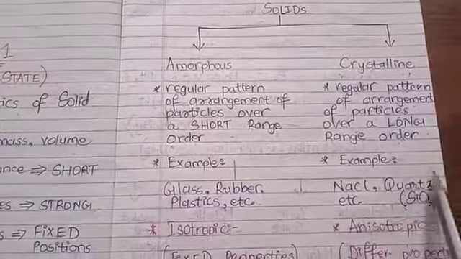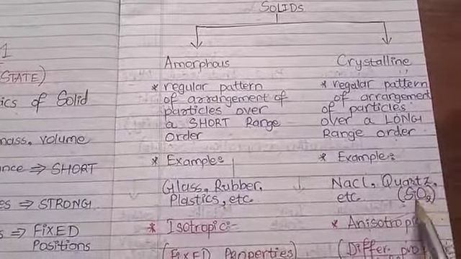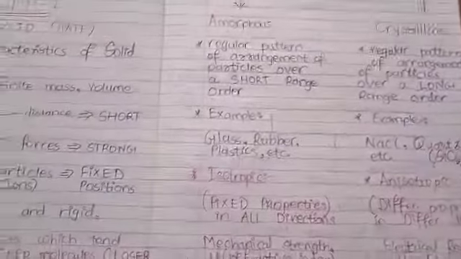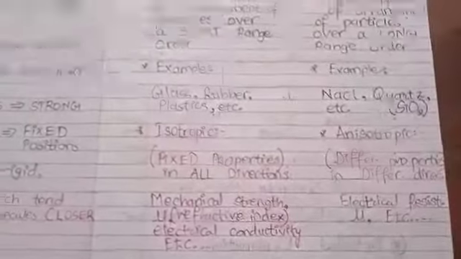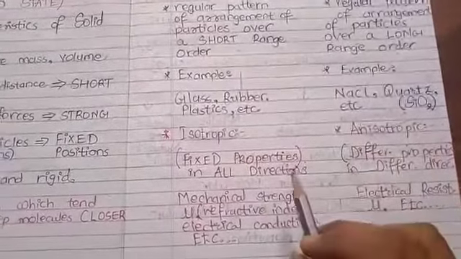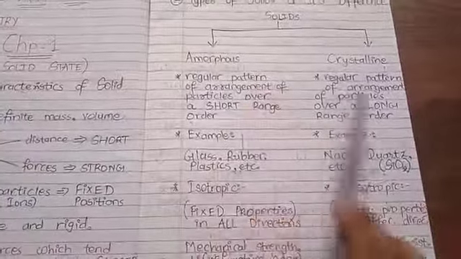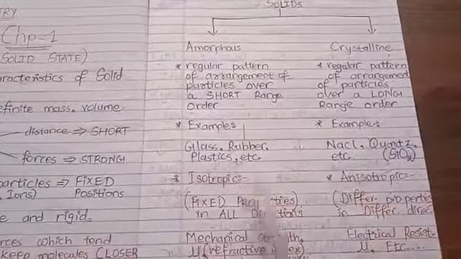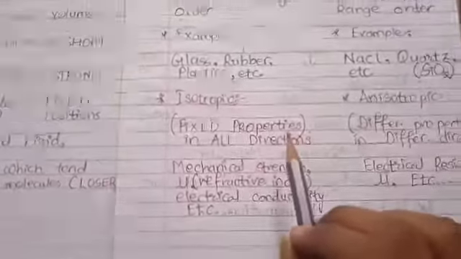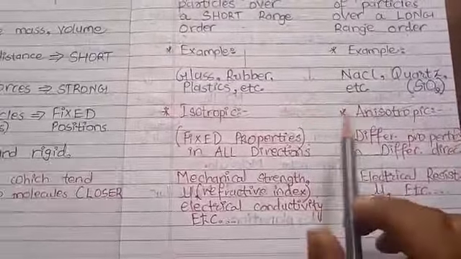quartz, right? You are going to remember what quartz is. The formula for quartz is SiO2. Now, the major difference between amorphous and crystalline is isotropic and anisotropic. So let us have a look at isotropic and anisotropic and what the difference is.